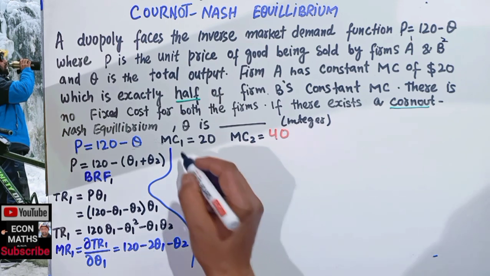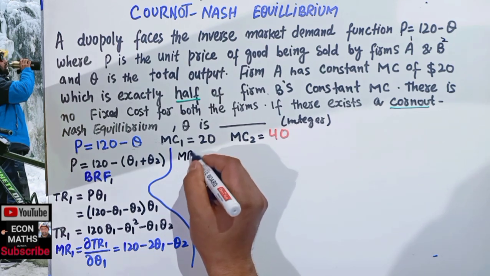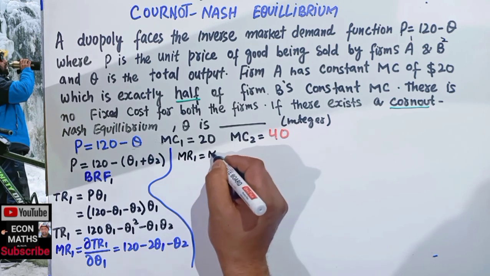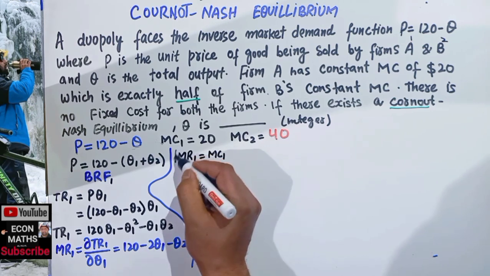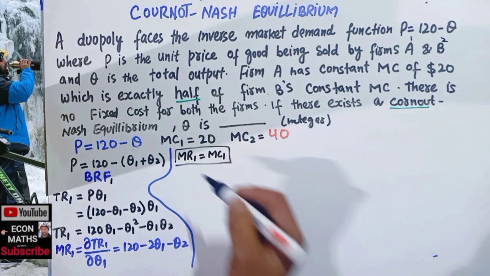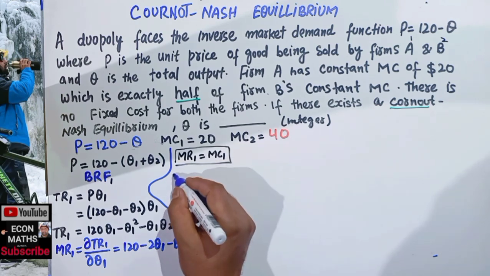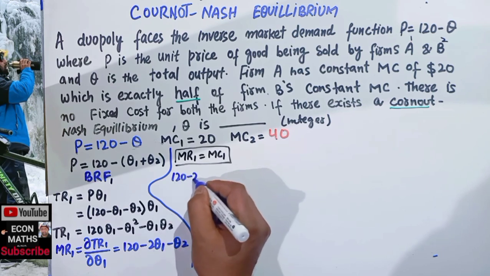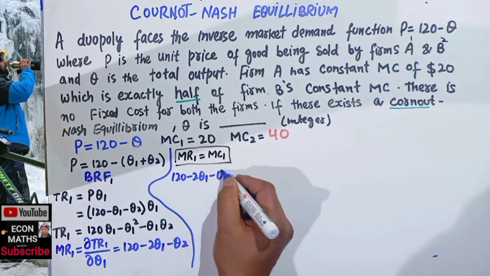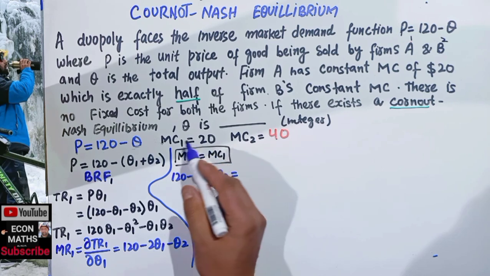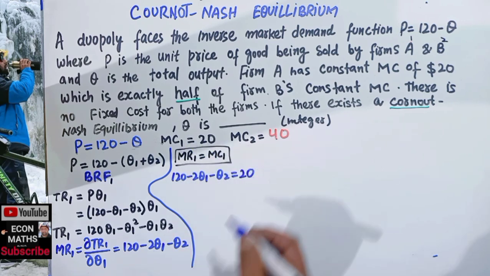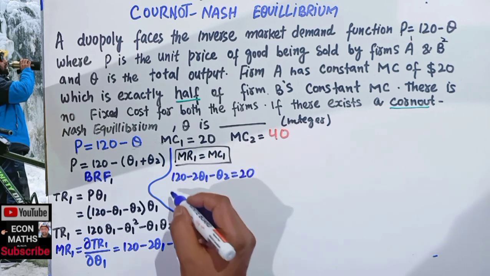Now equilibrium requires that marginal revenue 1 should be equal to marginal cost 1. That means marginal revenue of firm 1 should be equal to marginal cost of firm 1. Marginal revenue we calculated is 120 minus twice Q1 minus Q2. It should be equal to marginal cost, which is given to us as 20. So this becomes 100.